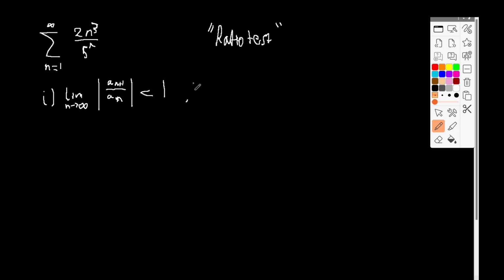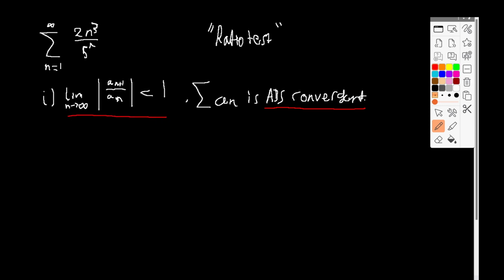So if our limit as n goes to infinity is less than 1, then we know that our series of a sub n is absolutely convergent. I'll write ABS and highlight that in red so you can see. So provided that the limit is less than 1, it's absolutely convergent.